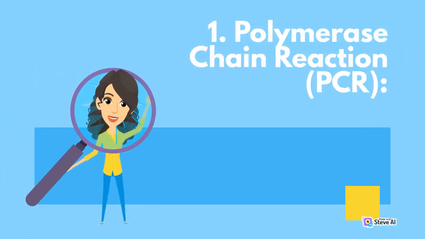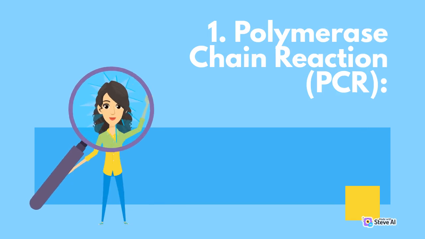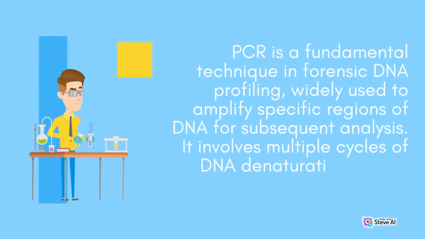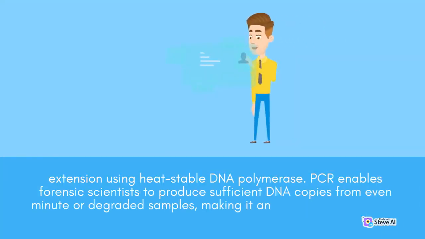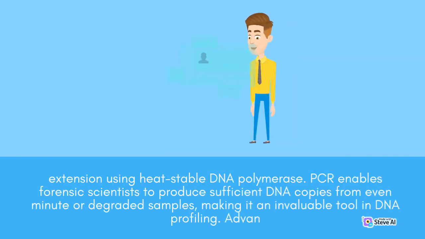1. Polymerase chain reaction (PCR). PCR is a fundamental technique in forensic DNA profiling, widely used to amplify specific regions of DNA for subsequent analysis. It involves multiple cycles of DNA denaturation, primer binding, and extension using heat-stable DNA polymerase.